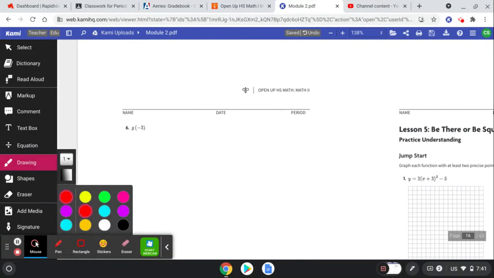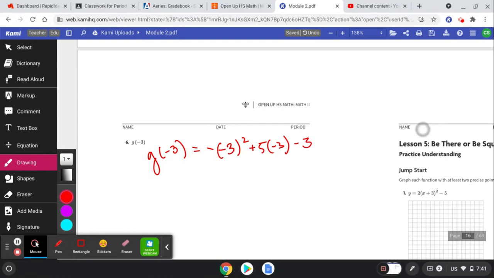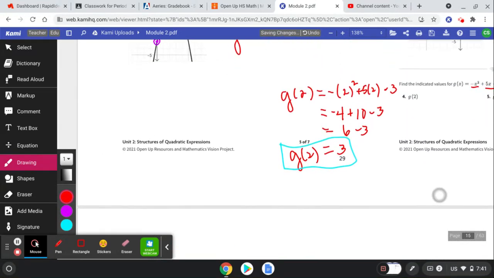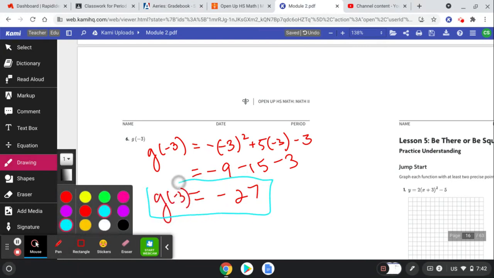Last but not least, down here is a g of -3. Okay, so this makes -9. So -3 times -3 is +9, but there's a negative in front. Minus 15 minus 3. So that makes -27 if I add up all those negatives. G of -3, output comes out to -27.